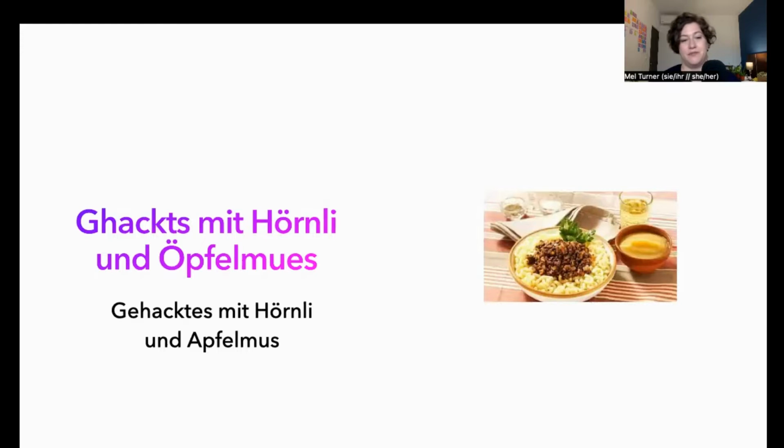Cockets. Gehacktes. It's beef in a brown sauce. I cooked this, and my husband was very much reminded, if you're from the US, you might know that, of Hamburger Helper. It's in that direction. Yeah. My brother had to eat that in the military all the time because it's super easy to cook for a lot of people. Cockets mit Hörnli und mit Apfelmus.